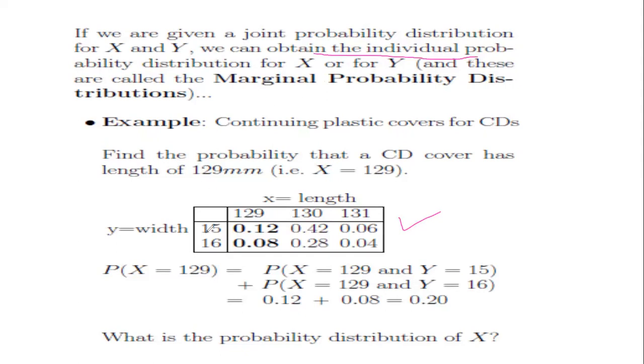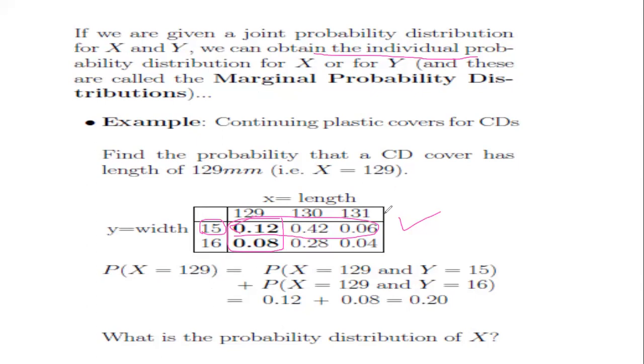So I can ask, what is the probability that the width of the CD is 15? Right. So that's a marginal question because I have a joint. So in this case, I will sum up these three because width 15 is applicable for these three together. If I say, what is the probability that length is 129, then this probability is 0.08 plus 0.12. I can't multiply because they are not independent events, so I have to sum them up. They are mutually exclusive, this and this. So that's called a marginal, that's it.